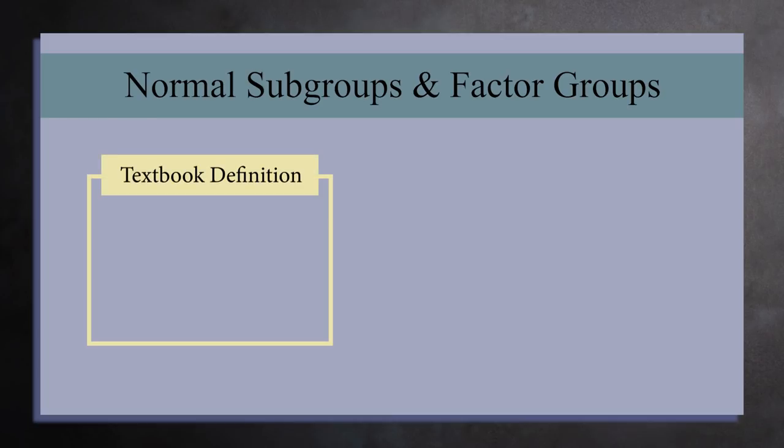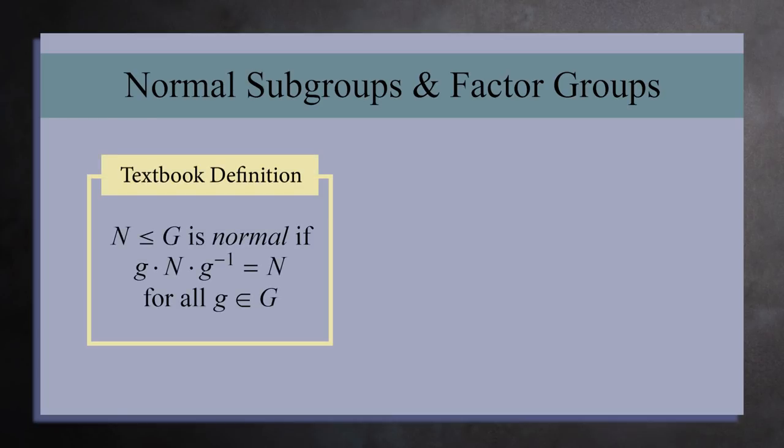One way to factor a group is with normal subgroups. As a reminder, if you have a group G, then a subgroup N is called a normal subgroup if G times N times G inverse equals N for every element G in the group. This is the textbook definition of a normal subgroup, but it hides their important features.